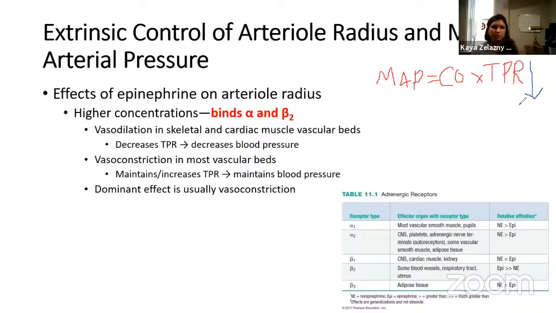Okay. We're vasodilating and decreasing TPR, but we're making up for it with our vasoconstriction everywhere else. So these basically cancel each other out, maintaining the blood pressure. We'll see that sometimes, and even maybe usually, the vasoconstriction from the vascular beds exceeds the vasodilation in the skeletal and cardiac muscle. So the dominant total effect is vasoconstriction.